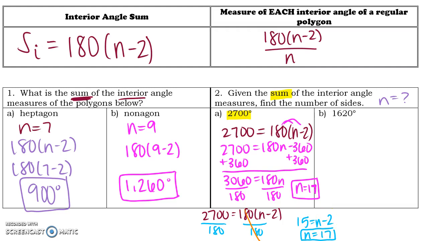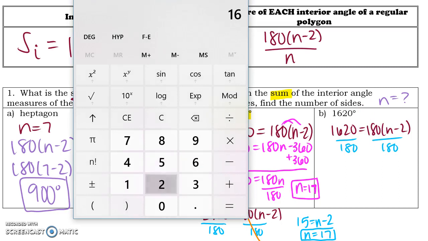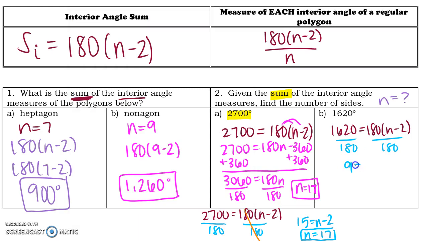Okay, so taking a look at the next one, 1,620, that's the sum, equals 180 times n minus 2. Let's solve this one together, making sure we know how to do it. I'll do it the blue way, where we divide by 180. Since this is being multiplied, we can divide it out. So if we do 1,620 divided by 180, that gives us 9 equals, and what were we left with? Just n minus 2. From there, we can add 2 to both sides. So we get 11 equals n. Okay.